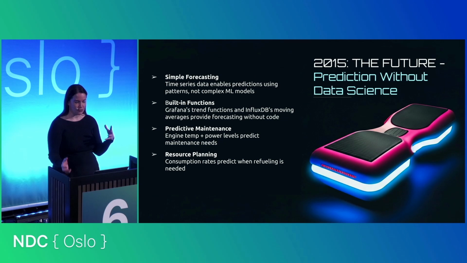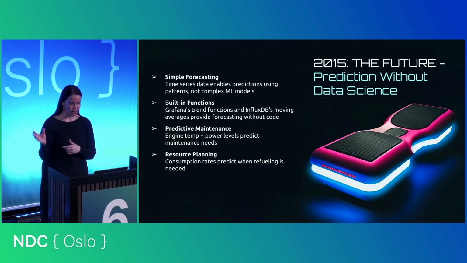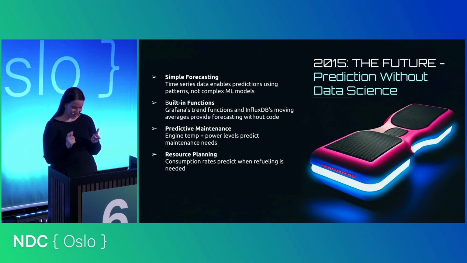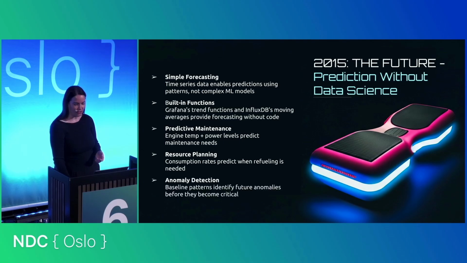Resource planning becomes a lot easier when we understand consumption rates. By analyzing how quickly something like Mr. Fusion depletes plutonium during different types of time travel, we can predict exactly how much fuel we'll need for future trips, right? And finally, anomaly detection.